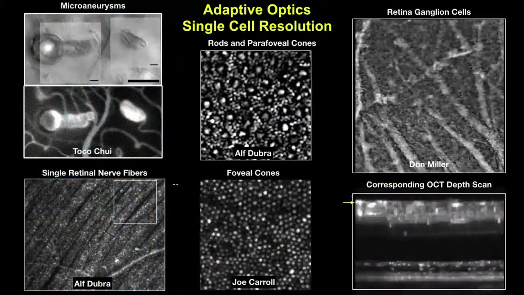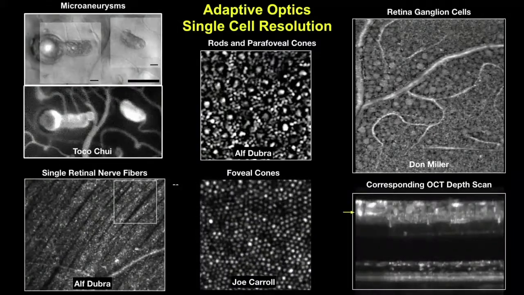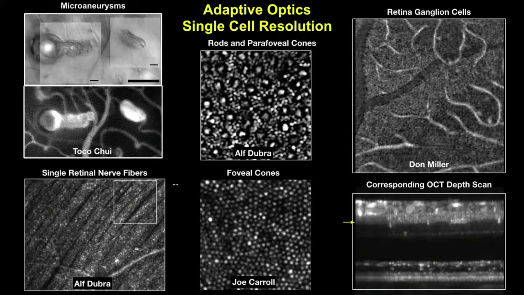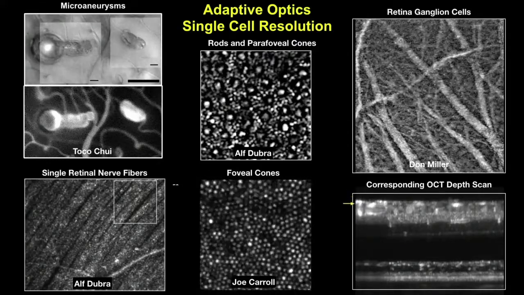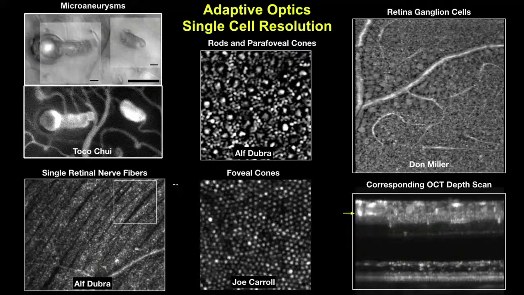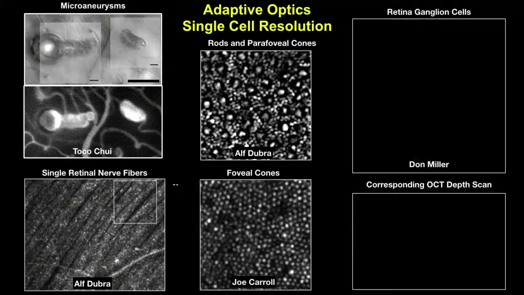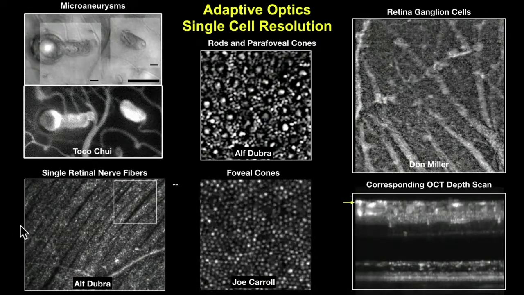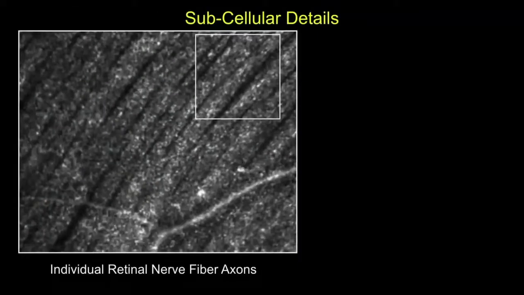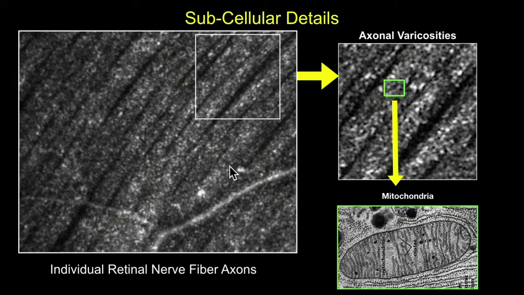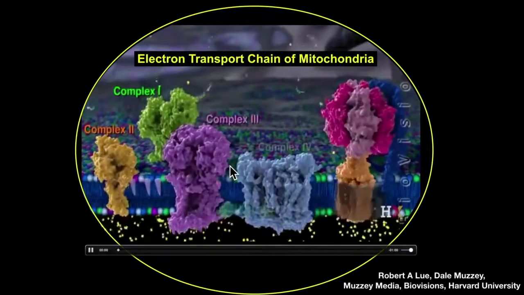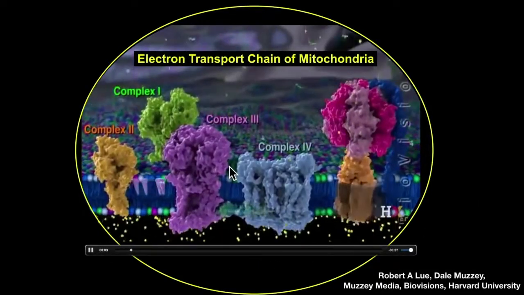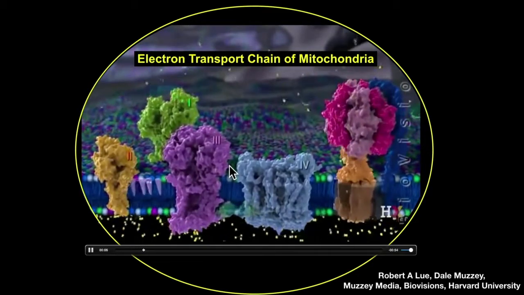So adaptive optics has given us the ability to look at single cells within living patients. Here are some examples: microaneurysms, rods, cones, axons of single nerve fiber layer, ganglion cells. In fact, it also will show us subcellular structures, details such as axonal varicosities, which have been identified as mitochondria. And mitochondria, of course, are the site of the electron transport chain, which drives the energy production in the cell.